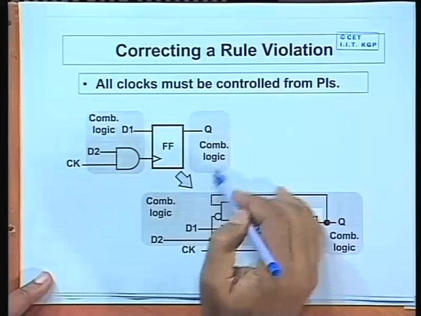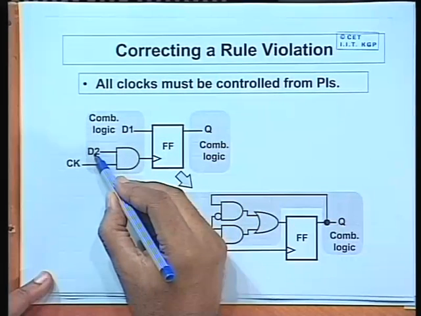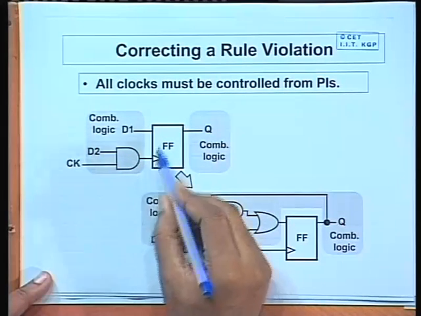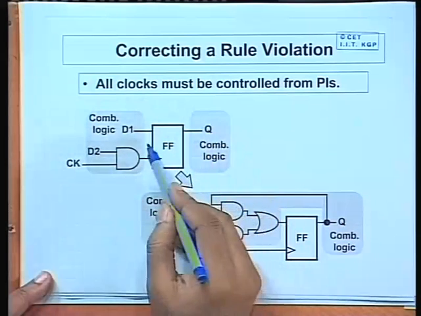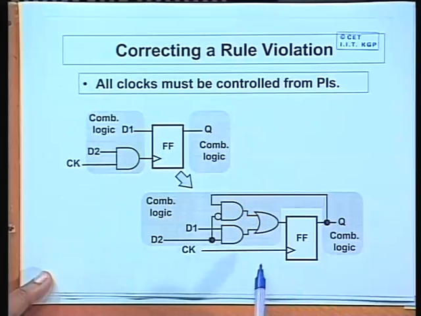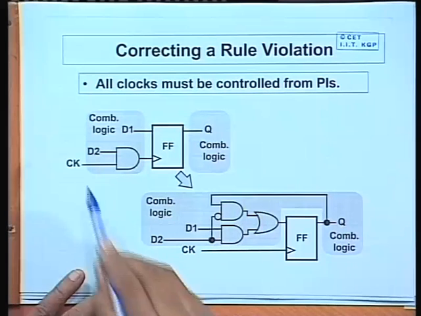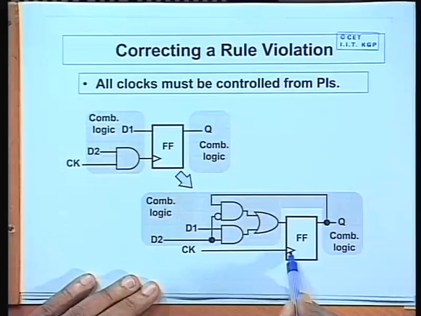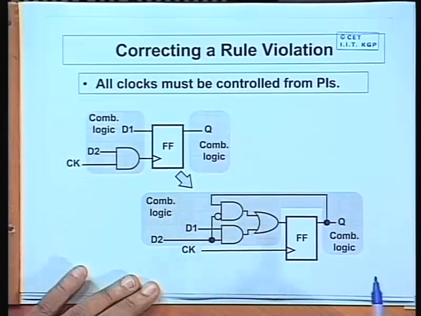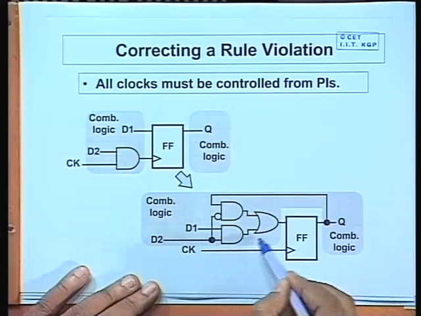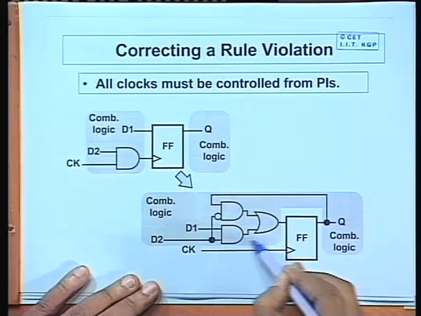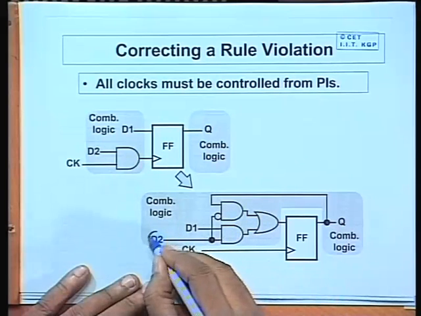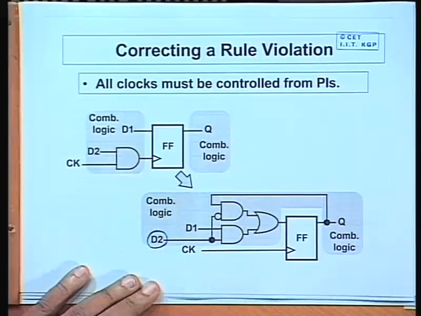So this design means that if D2 is 0, the clock will not come and the flip-flop will retain its state. So I can modify this circuit like this in order to eliminate this design rule violation. You see what I have done. Now this clock is coming straight to the clock input. Here this is nothing but a simple multiplexer. This is a 2-line to 1-line multiplexer where D2 is acting as the select line.